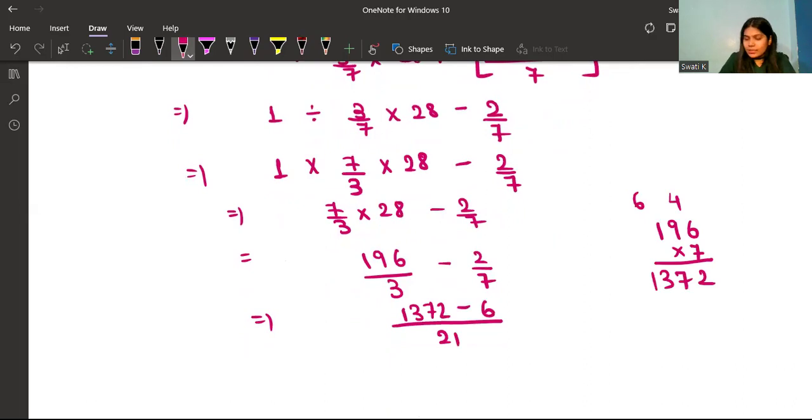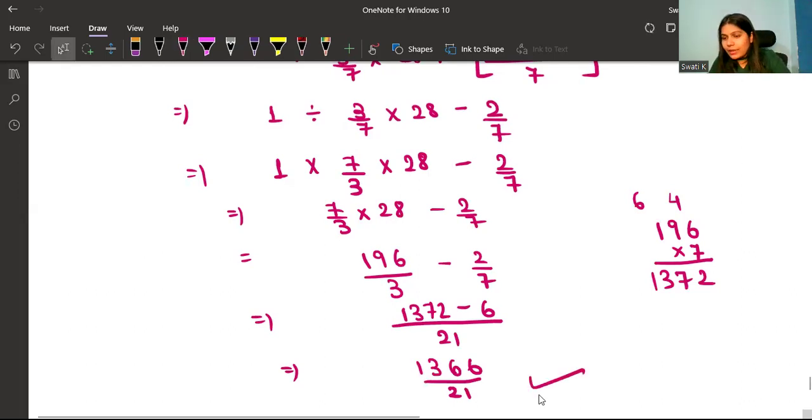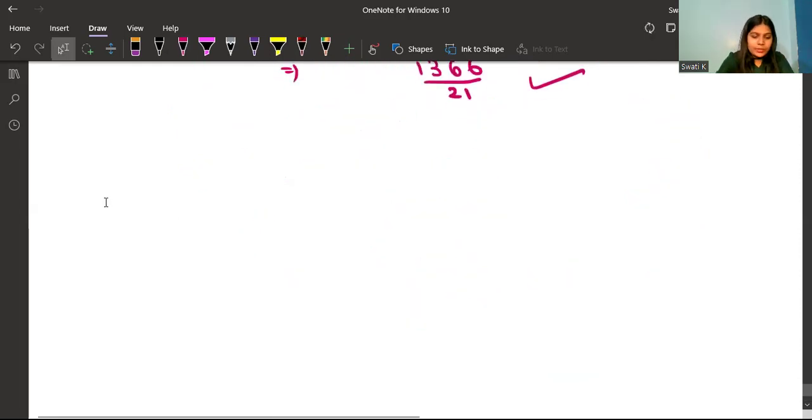So what is the answer? The answer is 1372 minus 6, which is 1366 upon 21. I'm not simplifying it further. That's your answer in the fractional form. That's it. Let's go to the next question.